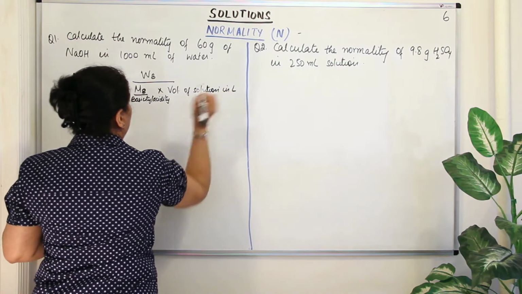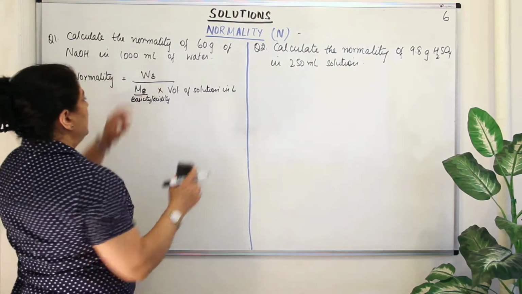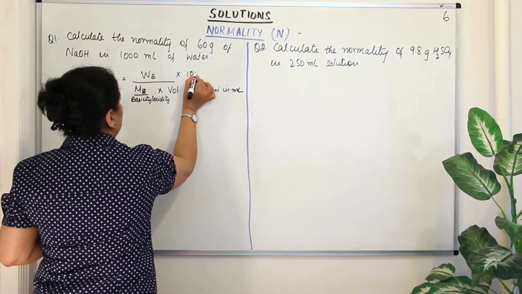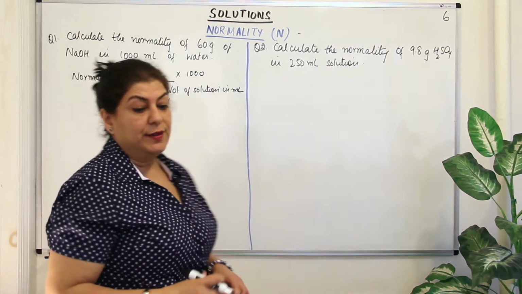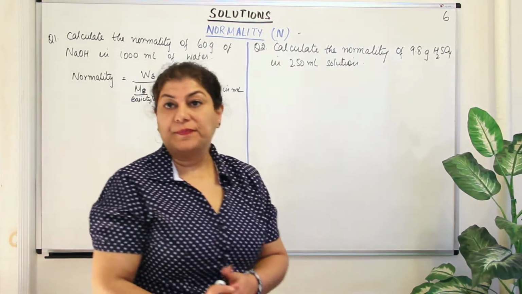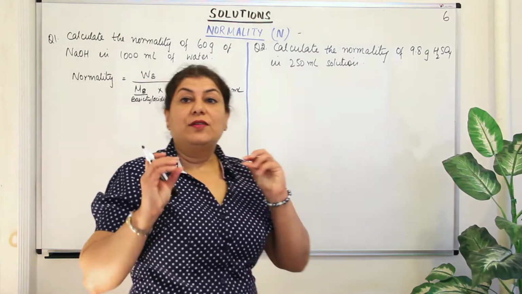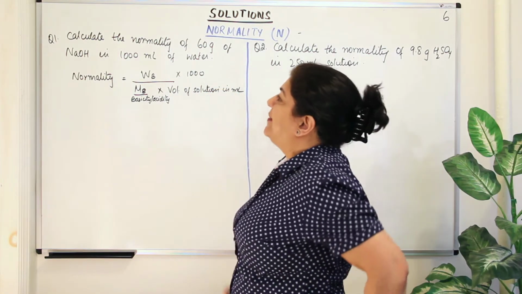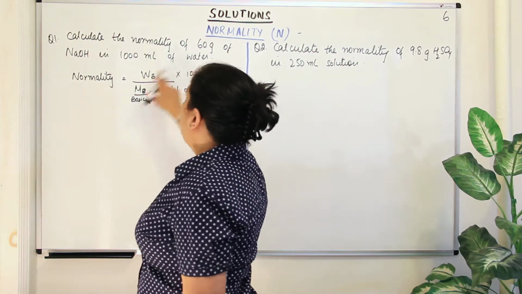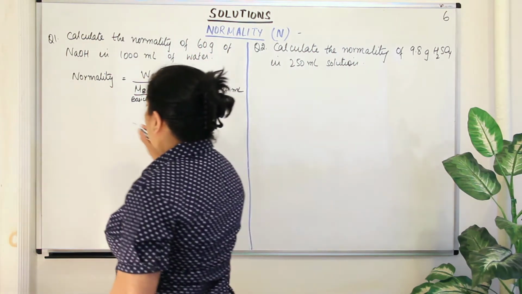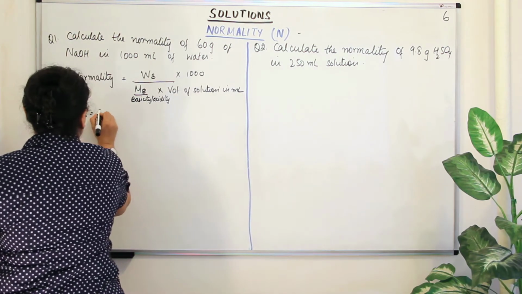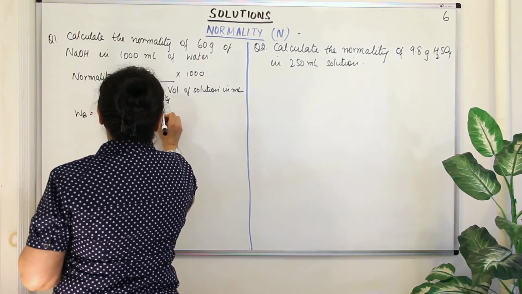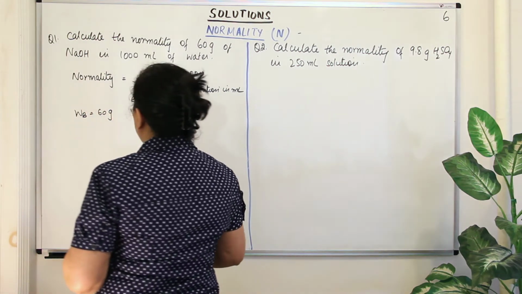in liters. And if the volume of the solution is given in milliliters, then this becomes milliliters, and you multiply this by 1000 in order to convert the liters into milliliters, right? So this is the equation for normality. You've been asked the normality of 60 grams of NaOH. That is, WB is 60 grams. It is given to you. WB is equal to 60 grams, right? And the volume given to you is 1000 ml. And you're supposed to find out the normality.